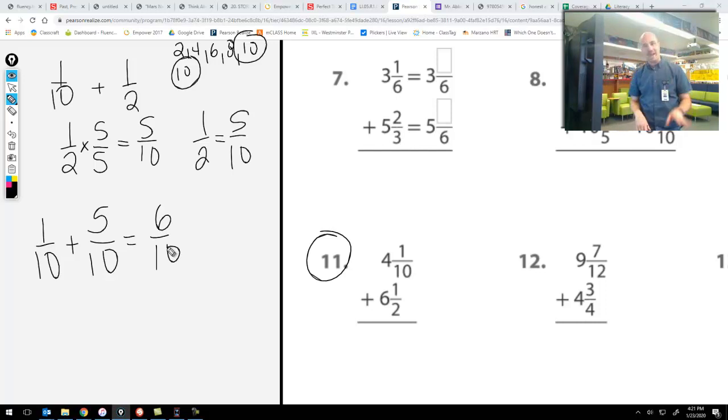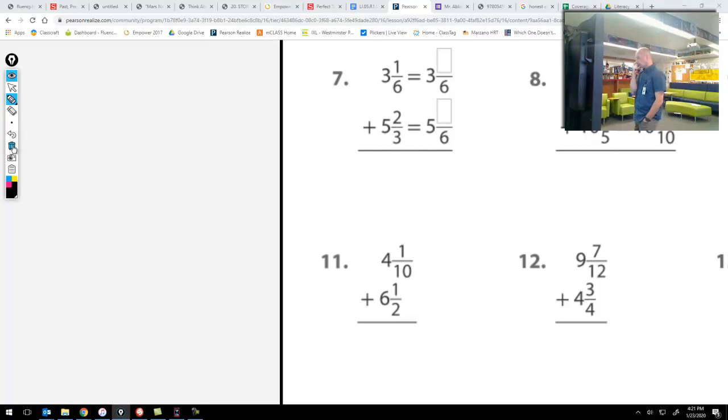Step 2, add the whole numbers. So I'm going to take 4, I'm going to add it to 6. 4 plus 6 is 10. I'm dealing with that. I'm adding in my fraction of 6/10. I am good to go. Awesome. So then, let's go ahead and take a look.